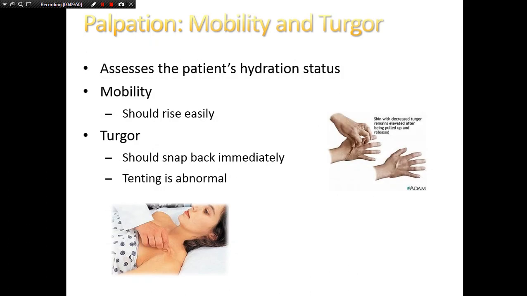So mobility and turgor. How easily does the skin rise and snap right back into place? That's exactly what it should be. Tenting is considered an abnormal variation.